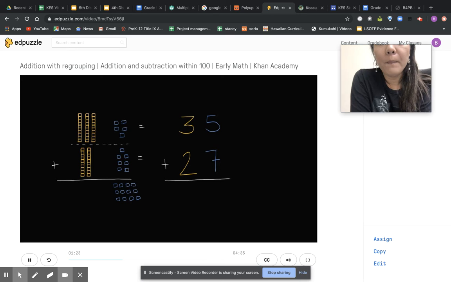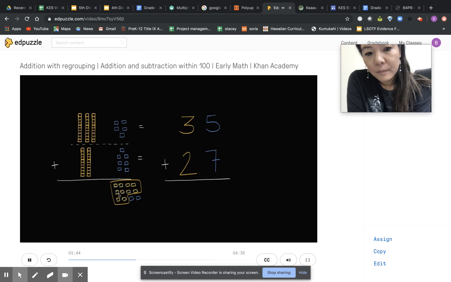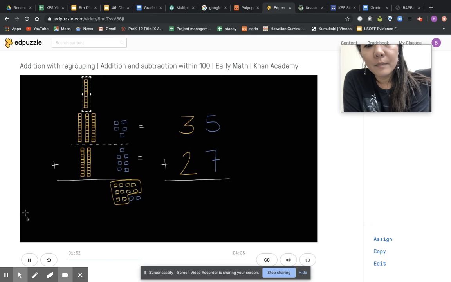Well, what we could do is we could take 1, 2, 3, 4, 5, 6, 7, 8, 9, and 10. So we could take these 10 right over here and group them together into one of these bars. So let's do that. Let's group them together into one of these bars and then stick that bar in the tens place.